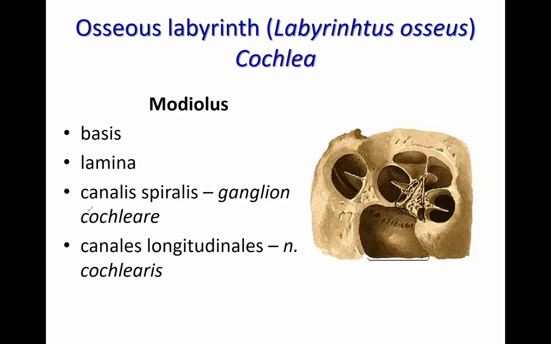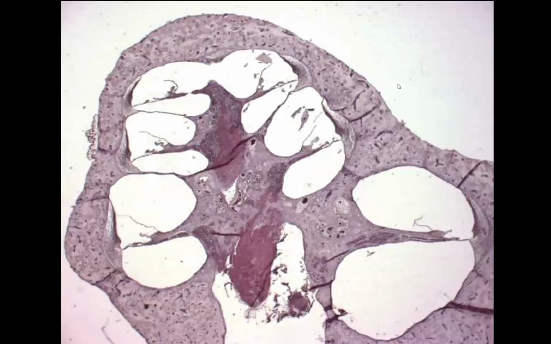And it has two kinds of canals. The spiral canal, and as I said, the spiral canal goes around there up. And the spiral canal contains the bipolar neuron bodies, yeah? So the perikarya of the bipolar neurons. And then we have the longitudinal canal, and the longitudinal canal contains axons of all these neurons, and they continue as the cochlear nerve. Yes? So that's the bony part.